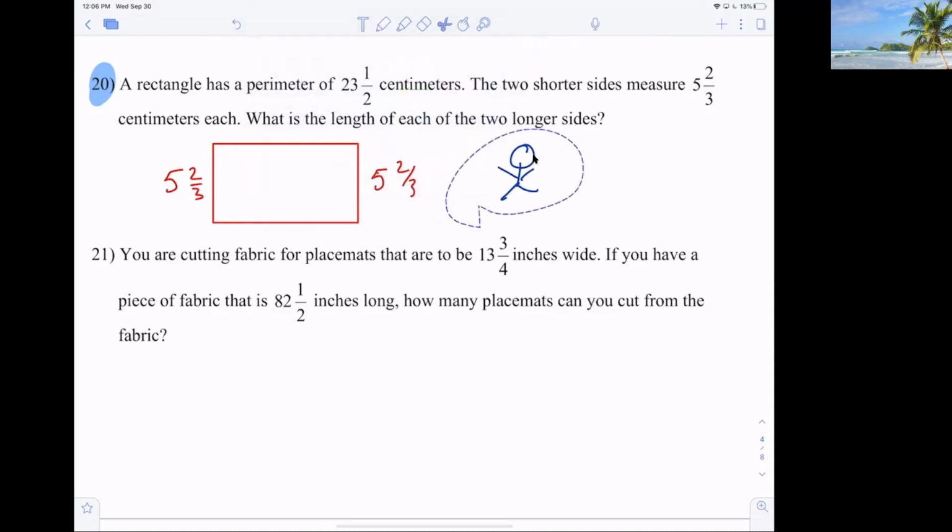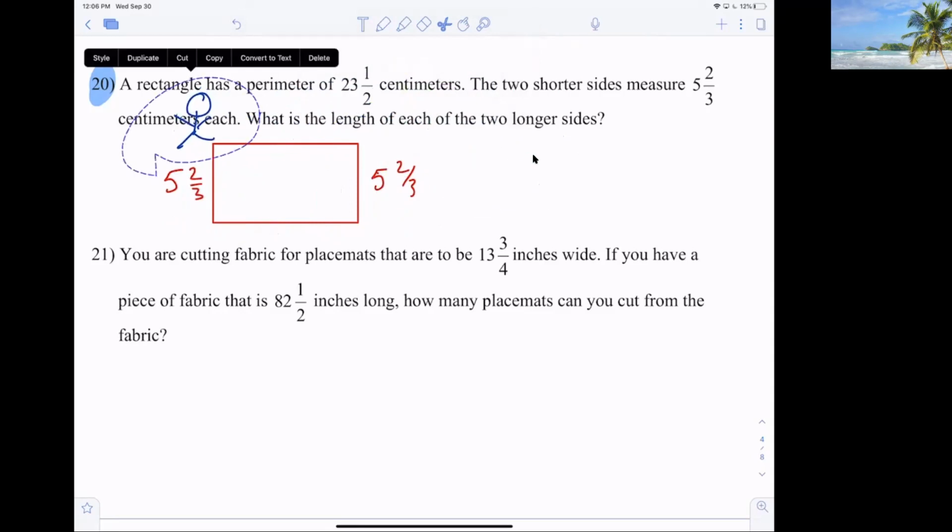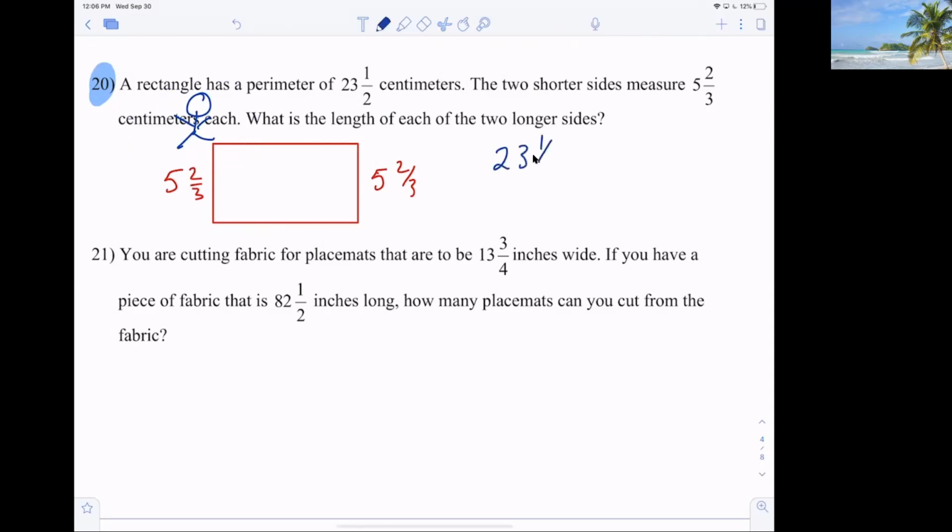And you are going to take a walk around the perimeter. You with me? Are you paying attention? So if I walk all the way around, how far did I walk? Yeah, I walked 23 and a half. So I need everybody to put this down, 23 and a half.